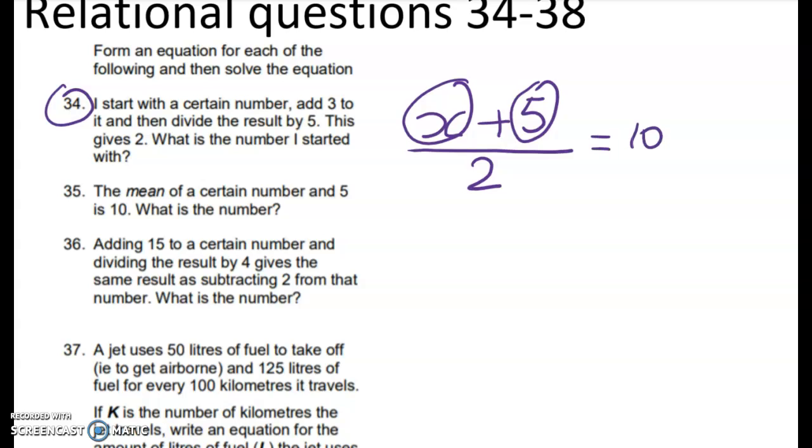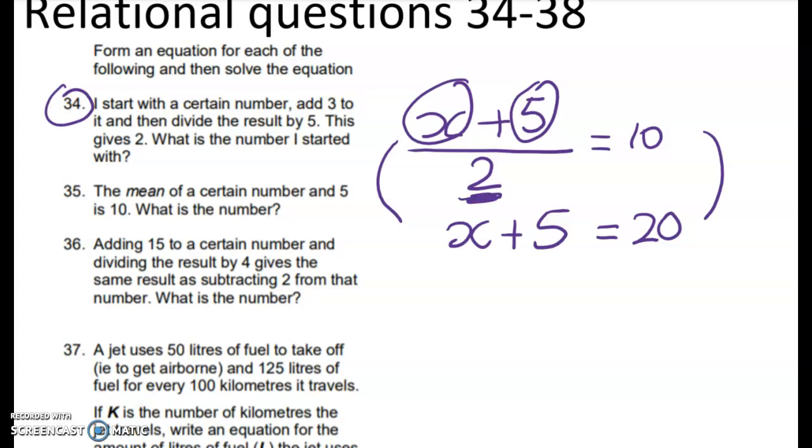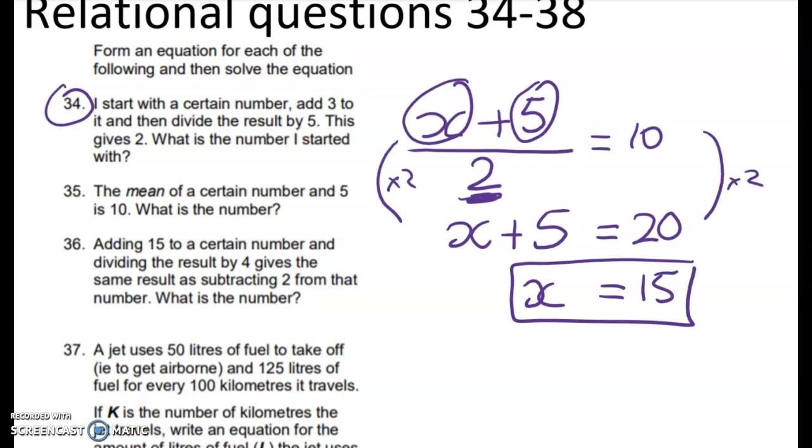Solving that goes like this. First we multiply by 2, so we have x plus 5 is equal to 20, right? So I'm undoing the last operation each time. I'm using the inverse of dividing by 2, which is multiplying by 2. Right, x plus 5 is 20. Now we subtract 5 from each side and we get x equals 15. So the number is 15.